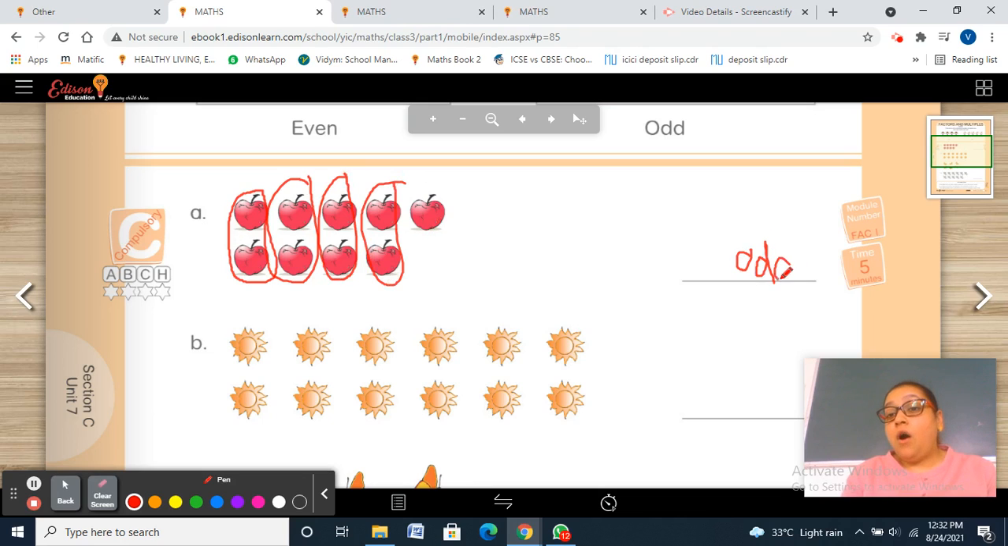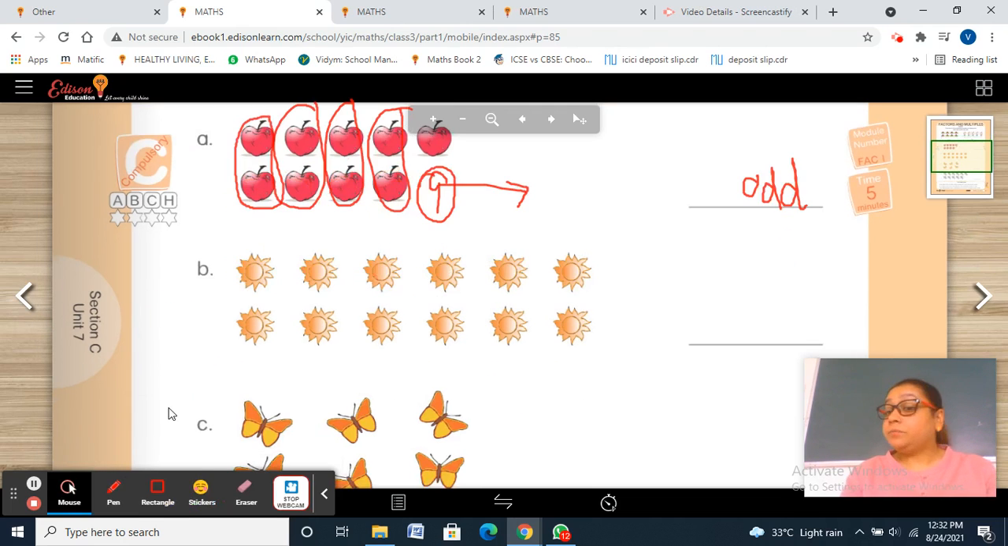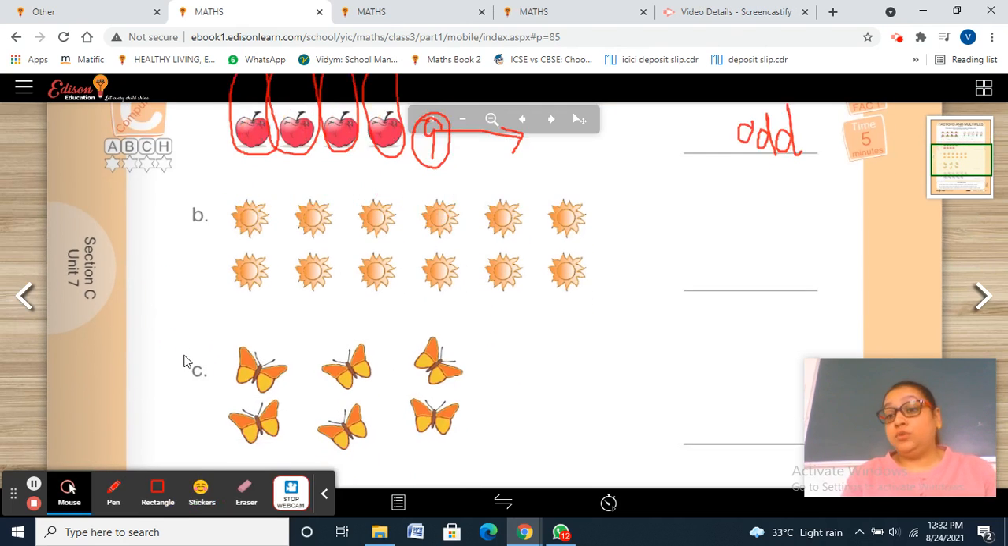This is an odd group. And how many apples are there? There are total 9 apples. So 9 apples means 9 is an odd number. 9 is an odd number, and 9 does not come in the table of 2. Okay. Similarly, see here, suns.